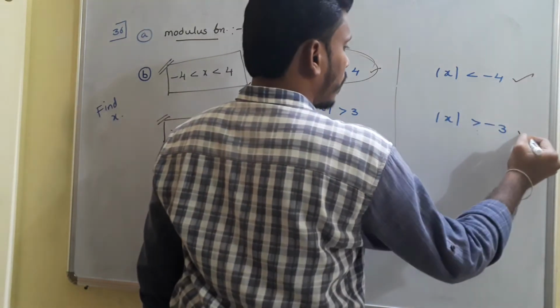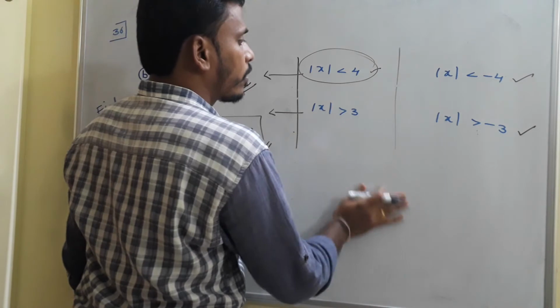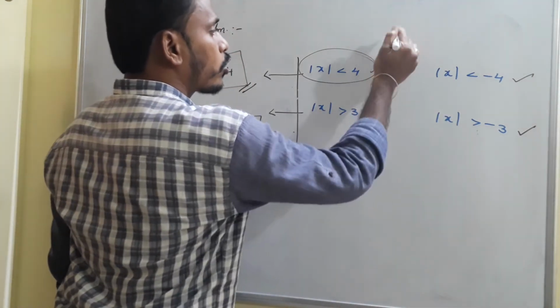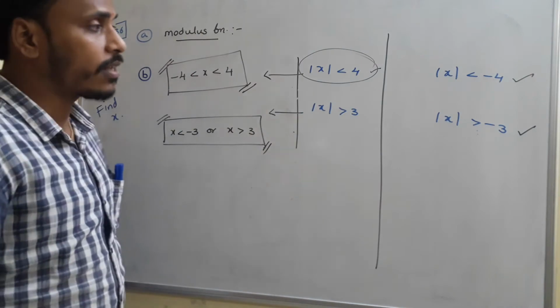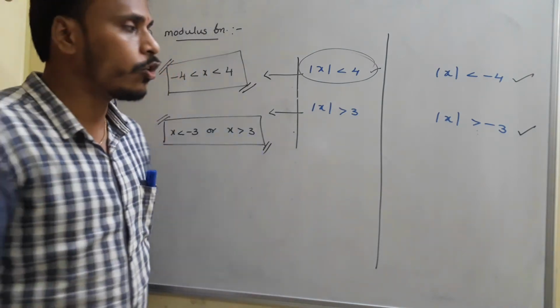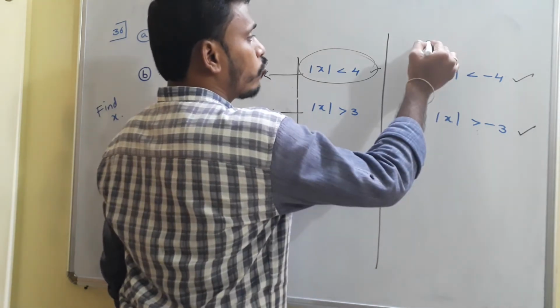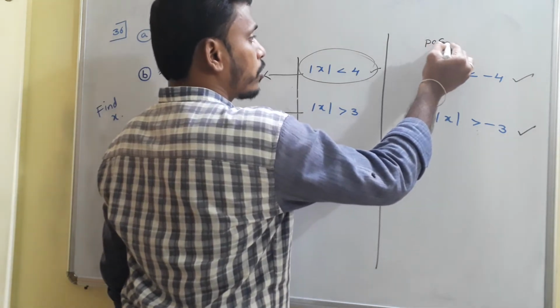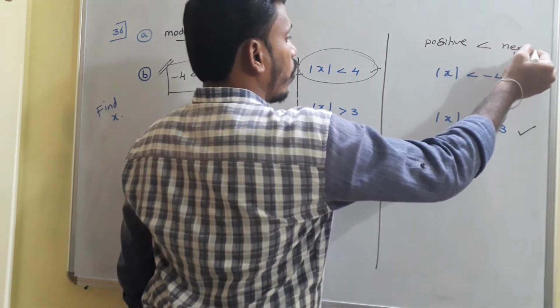First of all, once again look at these things. And the next case, modulus of x is less than minus 4 and modulus of x is greater than minus 3. Just have a look. Modulus of x is less than minus 4. As I mentioned, modulus of x is a positive quantity. A positive quantity is less than a negative quantity.